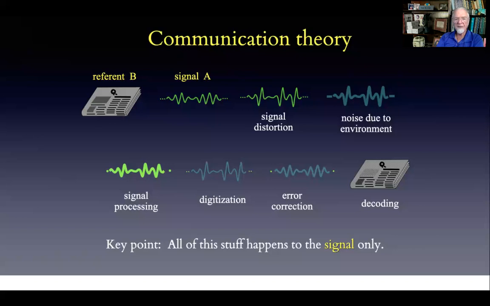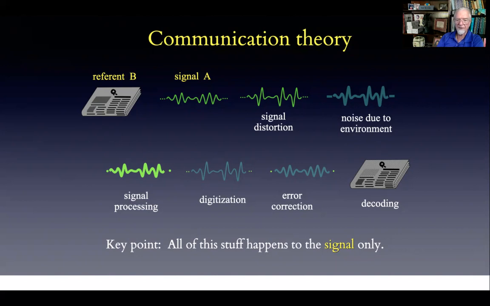So communication theory, we've been talking about it without really thinking about how it works, but we have some referent V. So we have some collection of messages. These are created in a signal. That signal has distortion, has noise, that eventually comes to a receiver, and at the receiver there's signal processing and digitization.